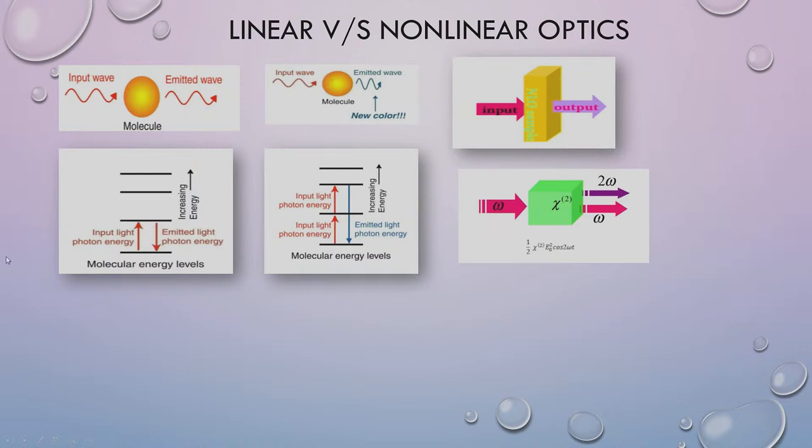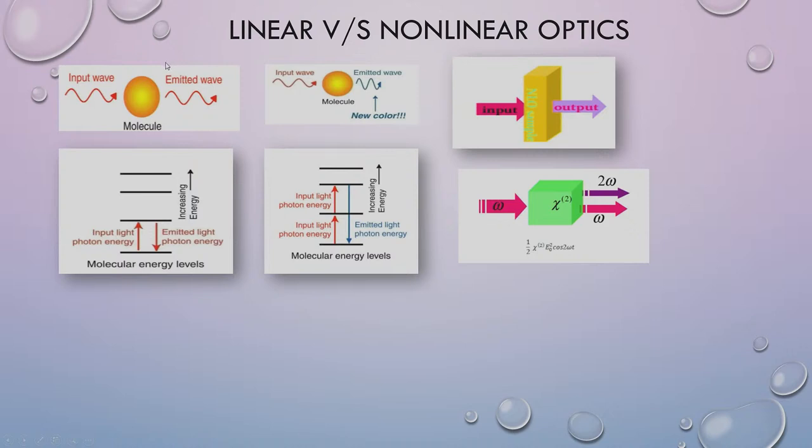Okay? So now there are two kinds of phenomena that we come across with respect to NLO. One is second harmonic generation. The beautiful example for second harmonic generation is the Nd:YAG crystal laser. So when we look at some experiment, you can ask Google to show a demonstration of the Nd:YAG laser. It will show 532 nanometer.